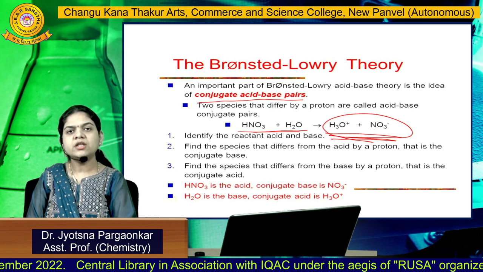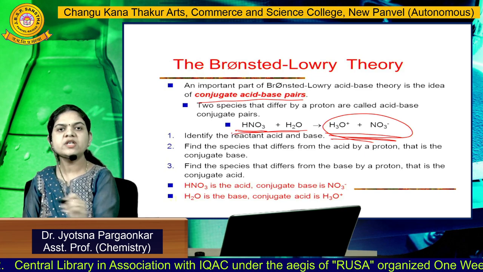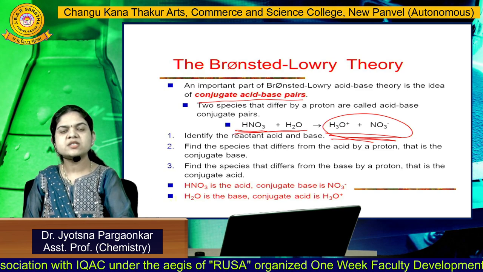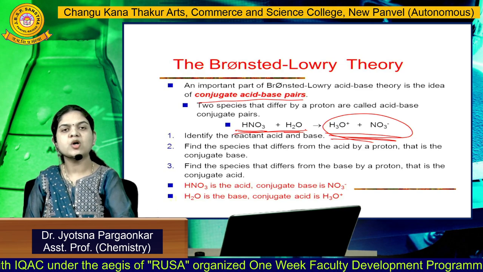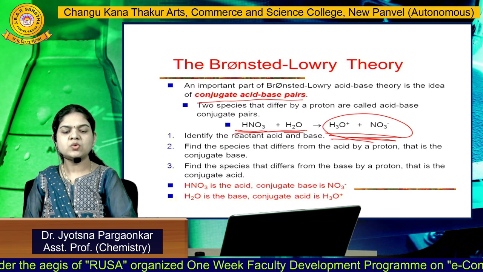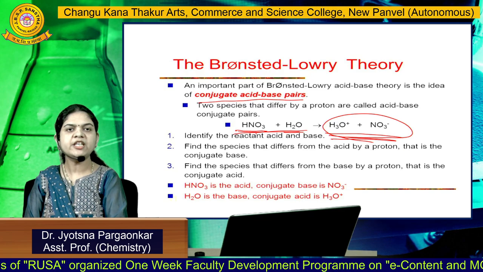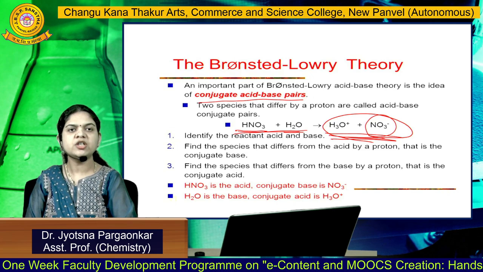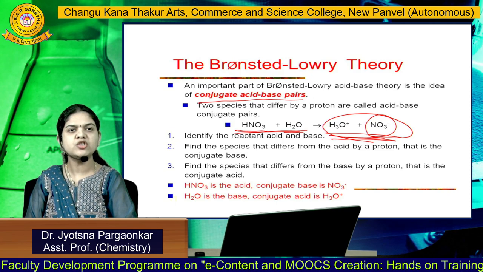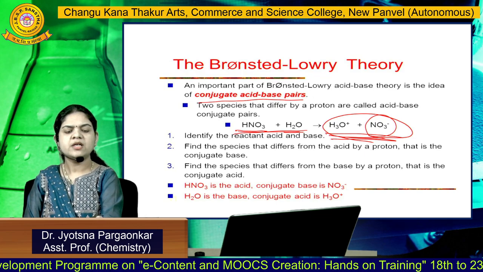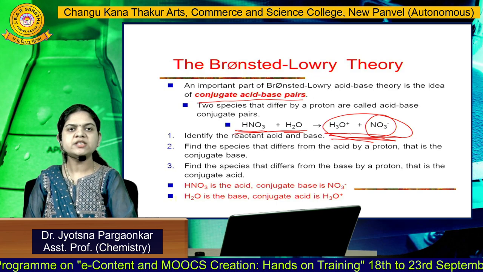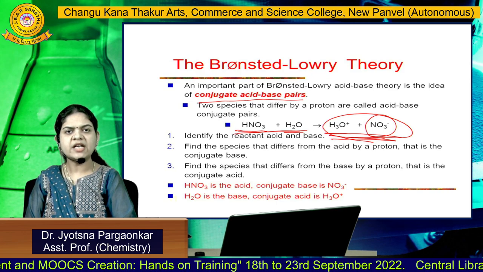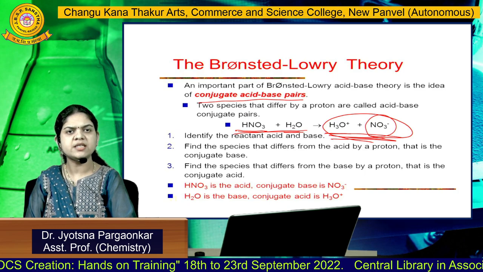See here, on the reactant side, we are obviously familiar that HNO3 is the acid, so it will be the Bronsted acid, and water will be the Bronsted base. HNO3 differs by a proton from NO3-, so NO3- will be the conjugate base. And the hydronium ion, H3O+, differs from water simply by a proton, so it acts as the conjugate acid.